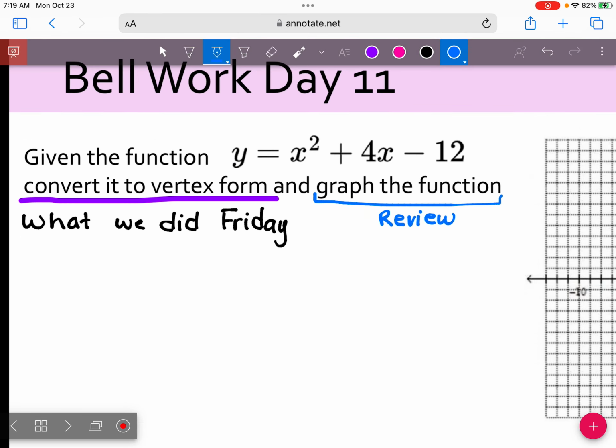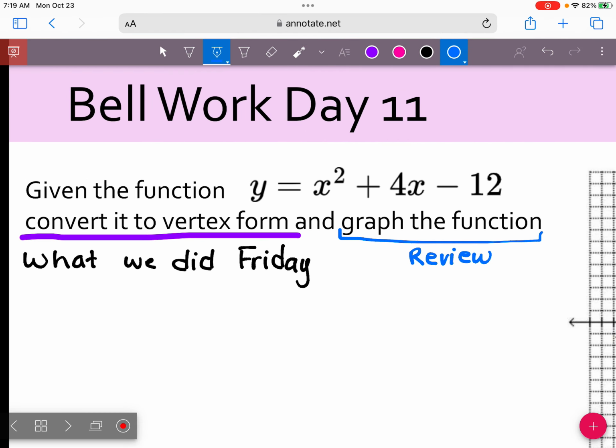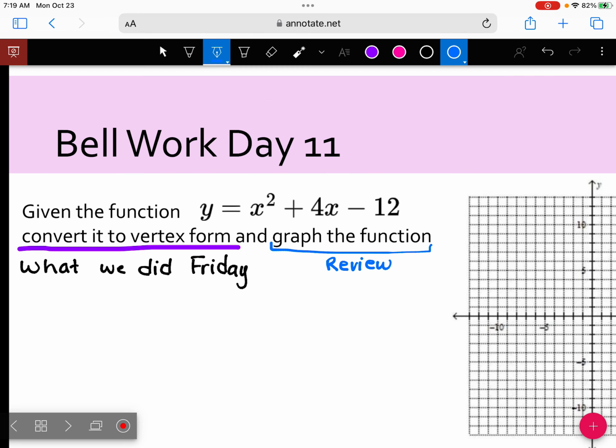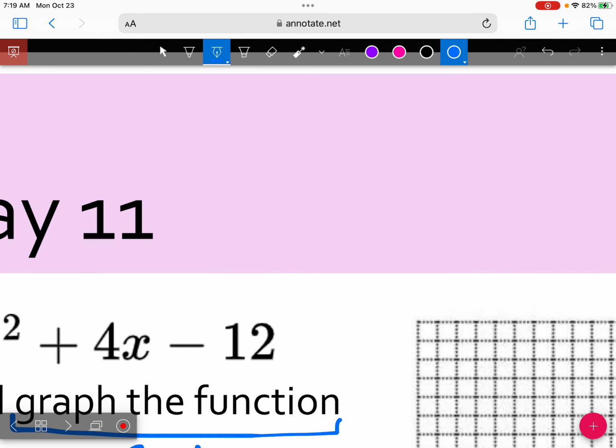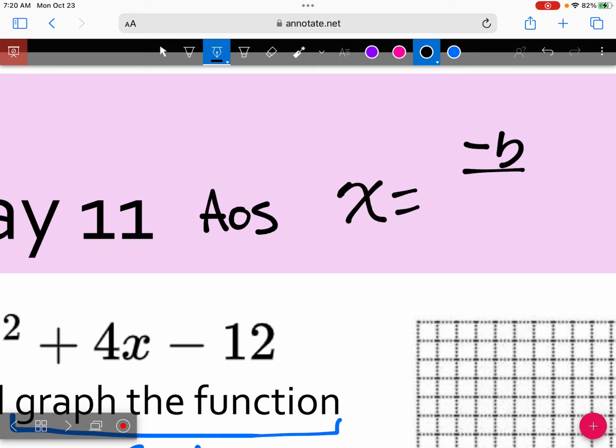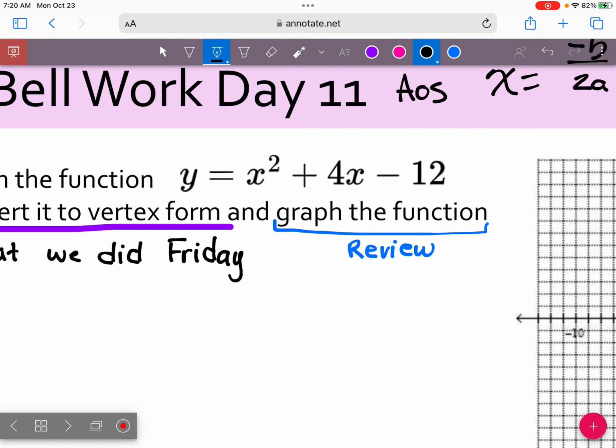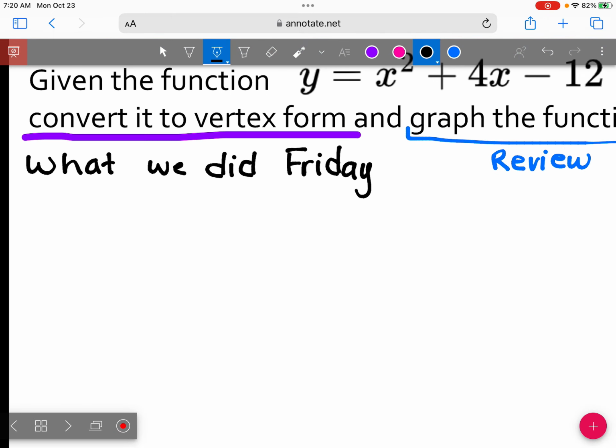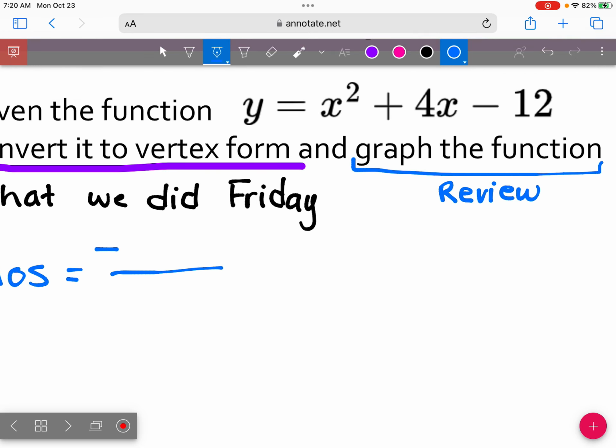Alrighty. So when we're working with converting it to vertex form, that's when we're going to need our formulas that we used on Friday, where we have our axis of symmetry is x equals the opposite of b over 2a, that guy. Because we're trying to get this into our vertex form to graph it. So to find our axis of symmetry, the x value of our vertex, we get the opposite of the b value.